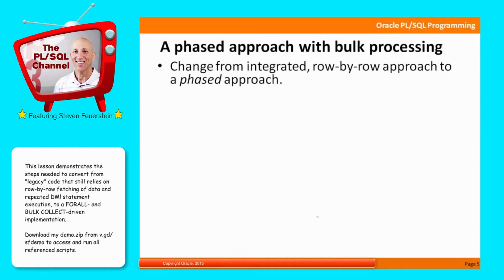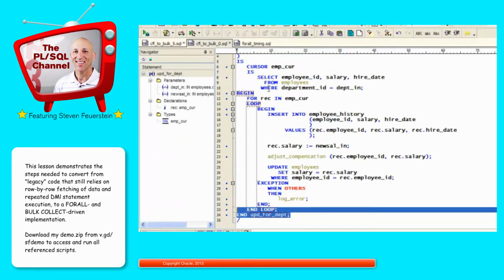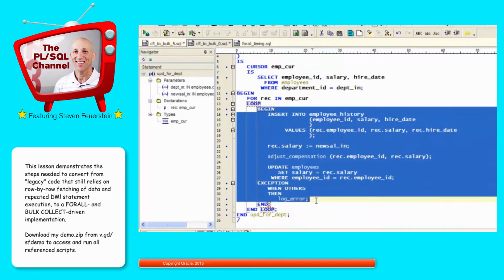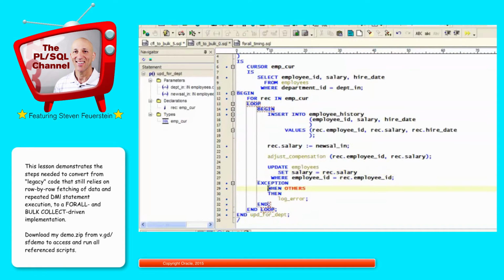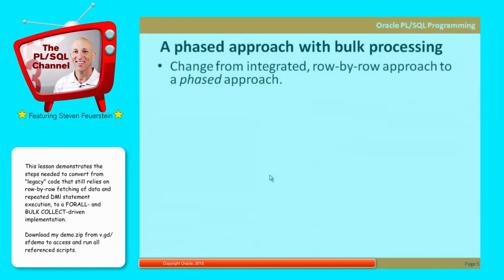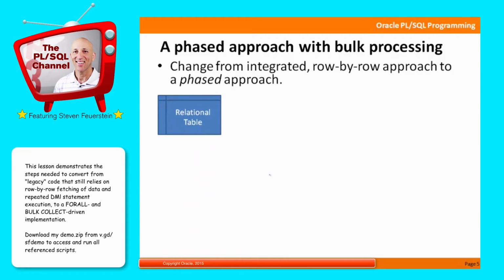So what it comes down to is that you're going to use a phased approach with bulk processing. Now, when you've got this cursor FOR loop and the row by row processing, it's very nice, it's integrated. Everything happens for a single row in that single iteration of the loop. We can put in all the specific logic. Again, we can trap the exception and then keep on going. It's very elegant, simple code. Unfortunately, it's too slow. And when you move to bulk processing, you end up working in a phased approach.